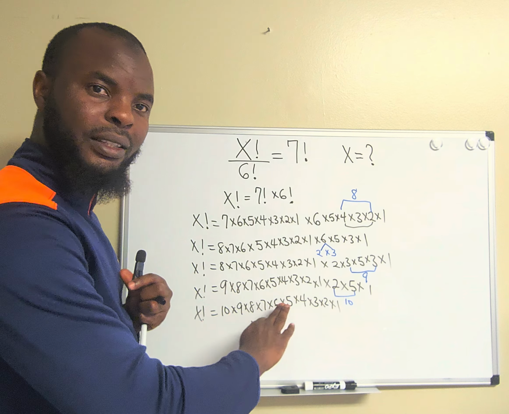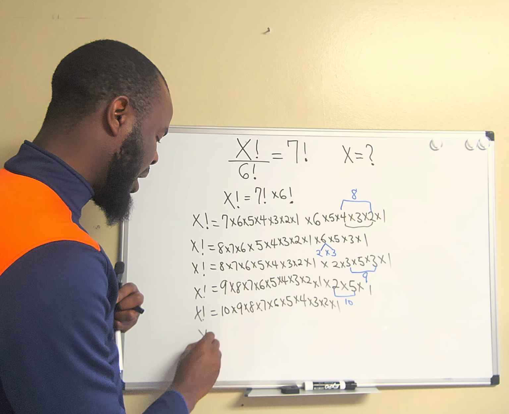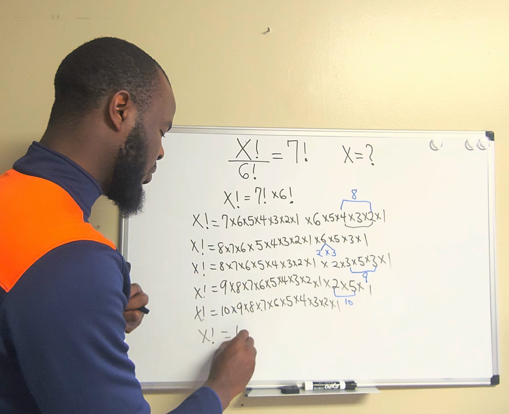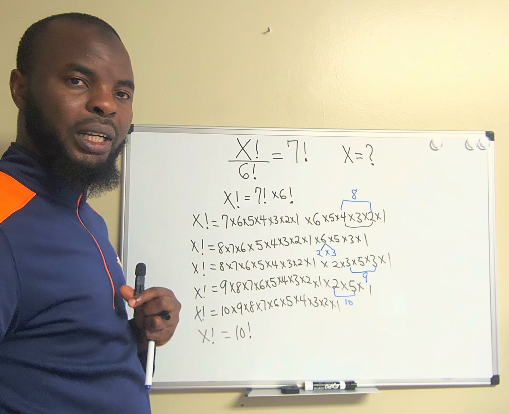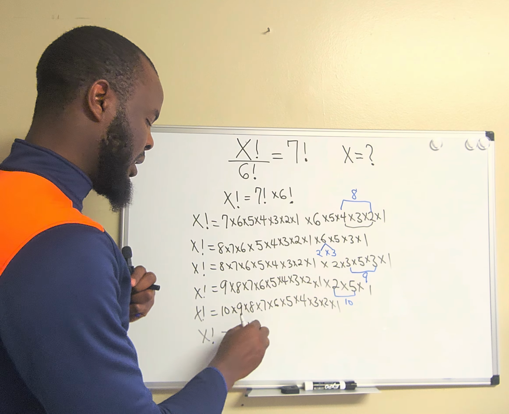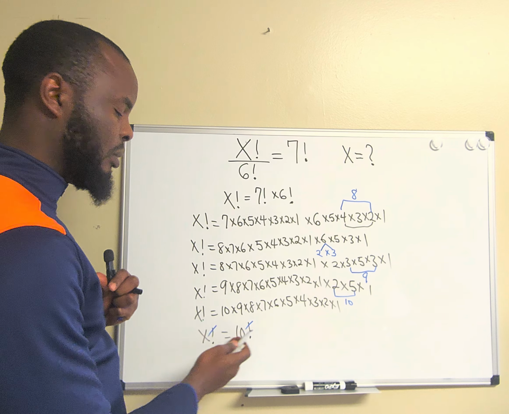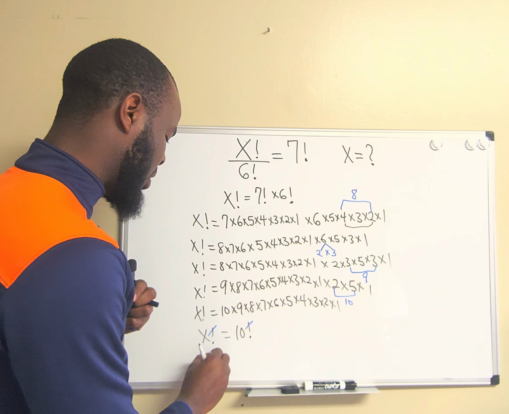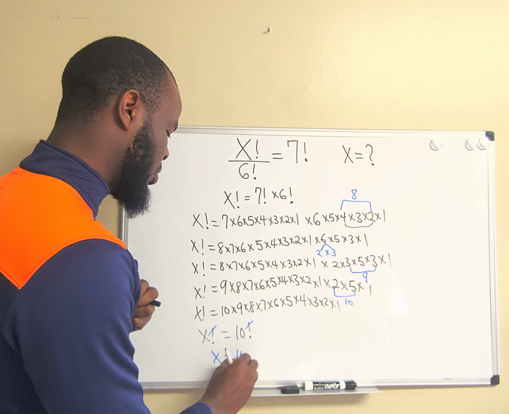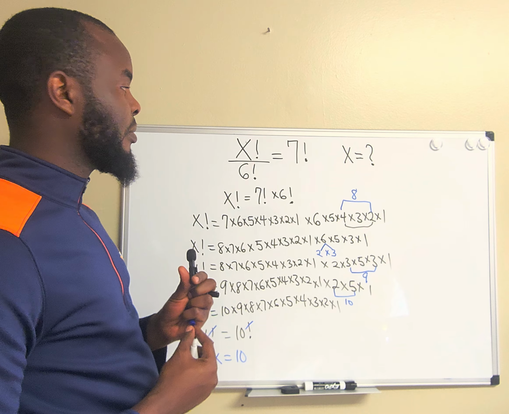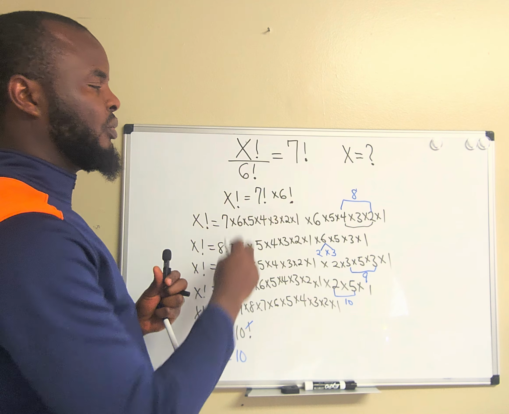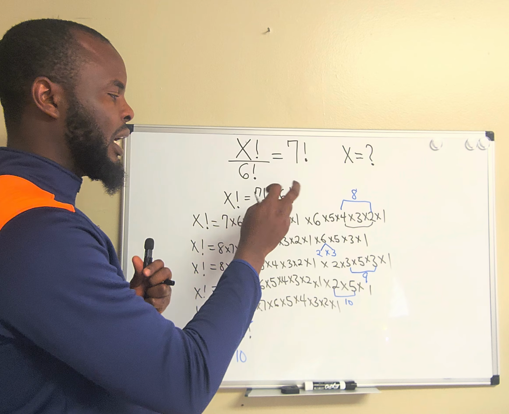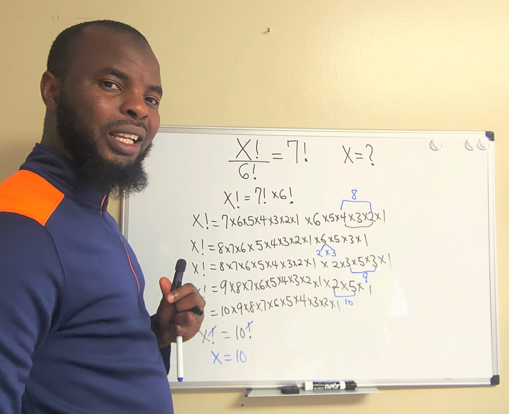Now, looking at this, it is the same thing as saying x factorial equals 10 factorial, because this is equivalent to 10 factorial. And you can easily cancel out the factorial. Since both of them are equal, you can conclude that x equals 10. So when you plug in 10 here, it is going to be equivalent to the product of 7 factorial and 6 factorial.